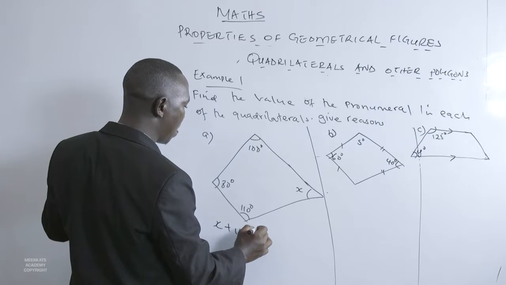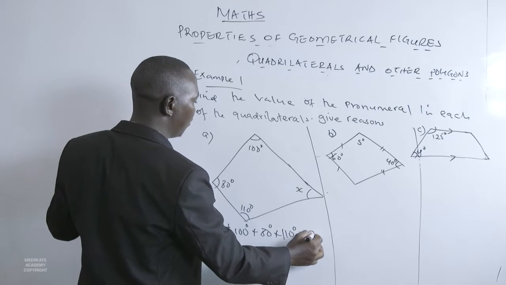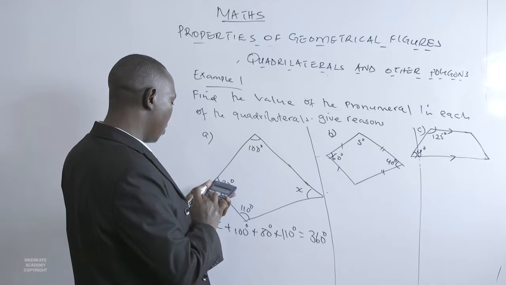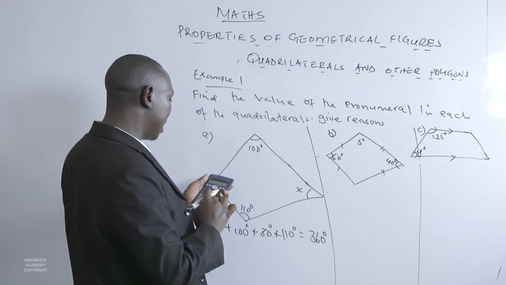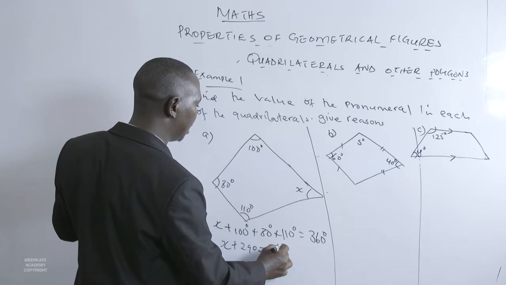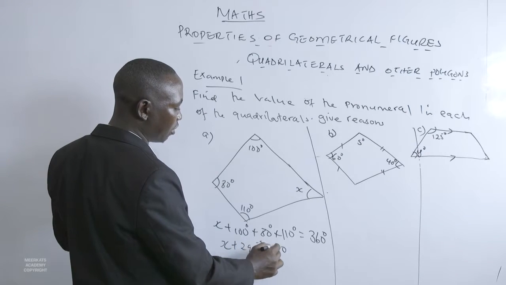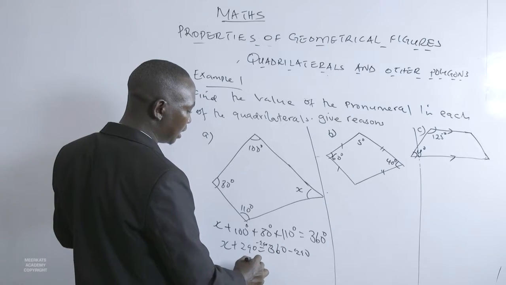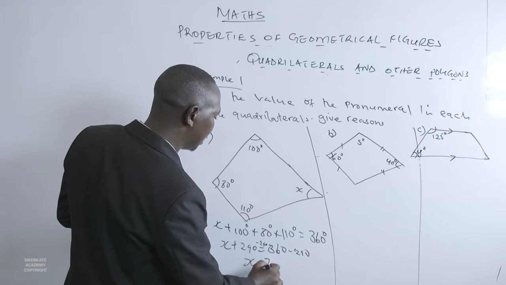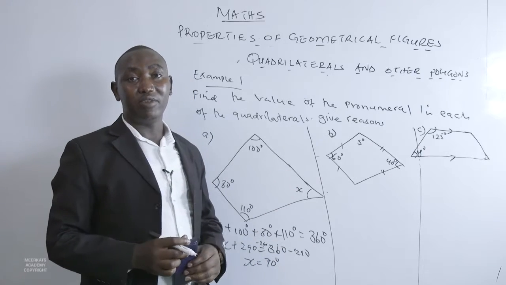So X plus 100 plus 80 plus 110 should give us 360 degrees. 100 plus 80 will give us 180, plus 110, we shall have 290. So X plus 290 will give us 360. For us to find X, we subtract 290 from both sides, and this will tell us that X is equal to 70 degrees. So the size of X in this case is 70 degrees.